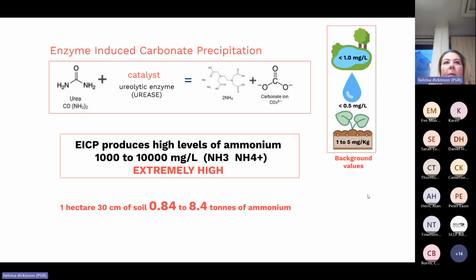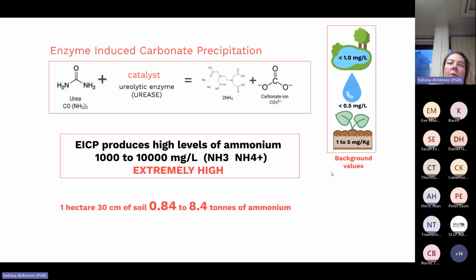However, there was a big problem, and the big problem was the byproduct, ammonium. In our experiments, we found between 1,000 and 3,500 milligrams per liter of ammonium, and that using a crude urease extract that I'm going to explain later on. Comparing those numbers with the literature, we found that they were compatible. The literature cites numbers between 1,000 to 10,000 milligrams per liter, which is extremely high. We have an image here on the right side that shows the background values for fresh water, potable water, and soil. So for fresh water, we have 1.0 milligrams per liter, potable water 0.5, and soil 1 to 5 milligrams per kilogram, ideally below 2 milligrams per kilogram.